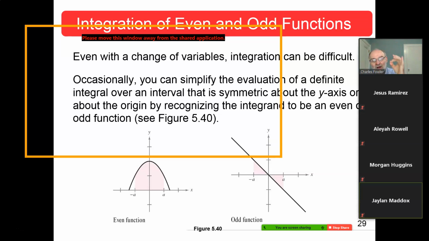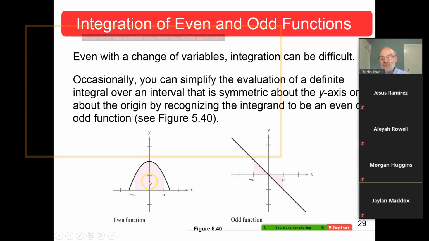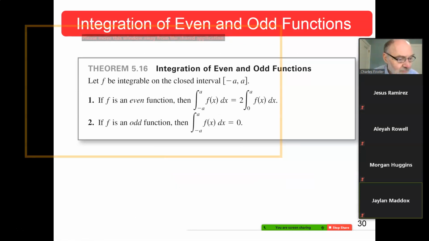0, because you're adding a positive area to a negative area, and they're exactly the same size, so that adds a 0. Whereas an even function, you integrate that, you double from 0 to a. Okay. So here's the theorem that tells you what to do.